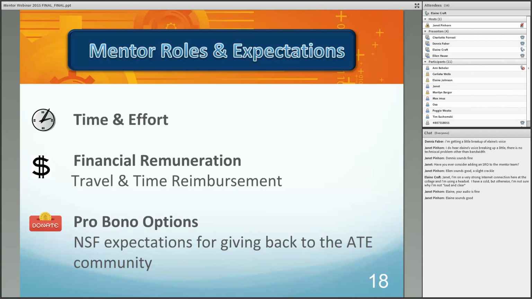Now to talk about some pro bono options. Although we budgeted to provide financial support for the more extensive mentoring that is being provided to potential grantees through MentorConnect, the ATE program does have expectations that each of us give back and help others. Some of you have mentoring specifically outlined in your center's scope of work. If the work you do for MentorConnect helps you fulfill the goals of your funded project or center, then you may consider additional financial support unnecessary.